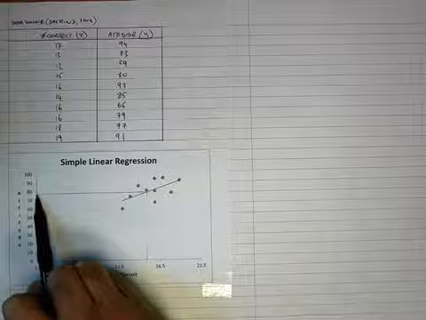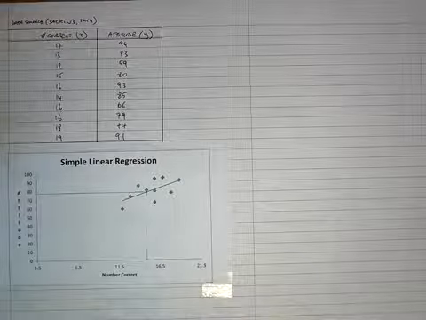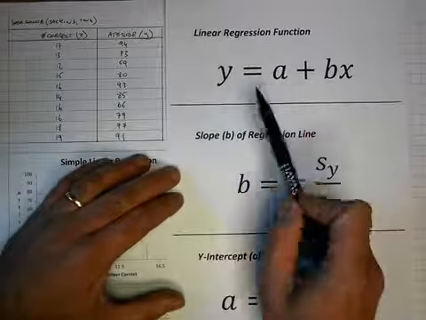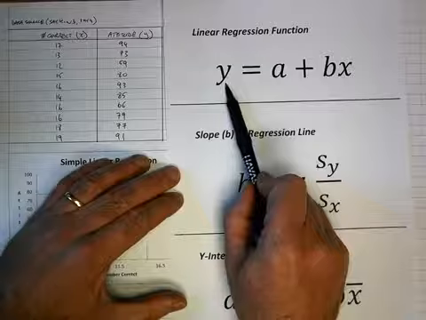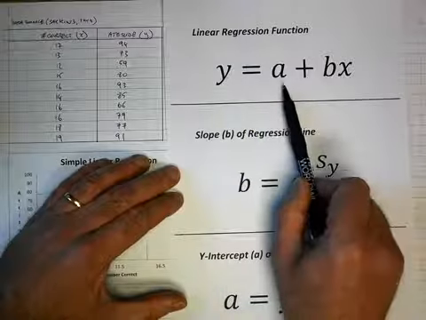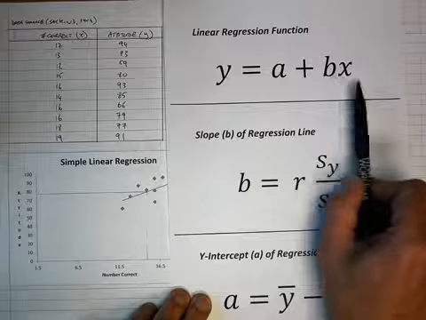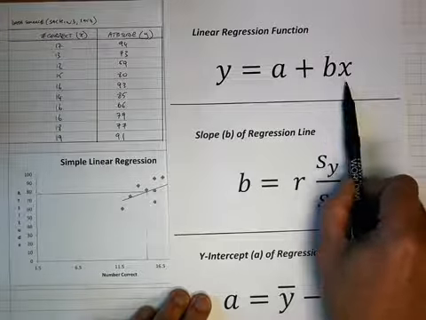So in order to be able to predict like this, I need to use my regression formula. These are the formulas that I'm going to use. My linear regression function is y, which is my dependent variable, is equal to a, which is the y-intercept, plus b, which is the slope, times x, which is my independent variable.